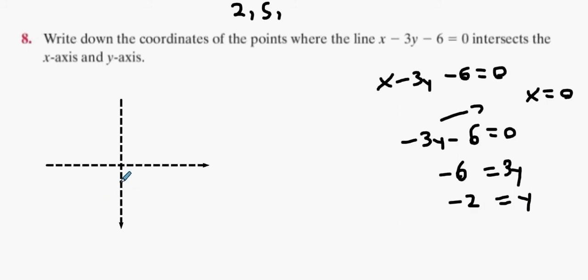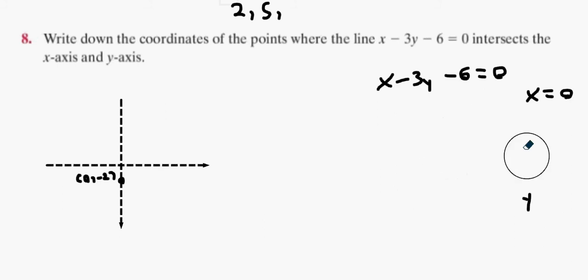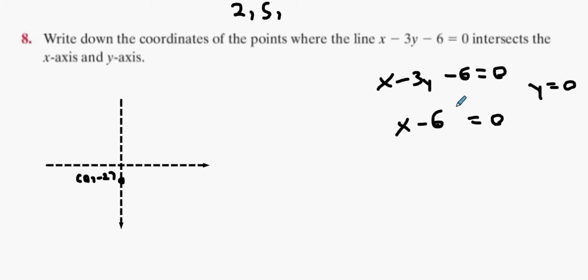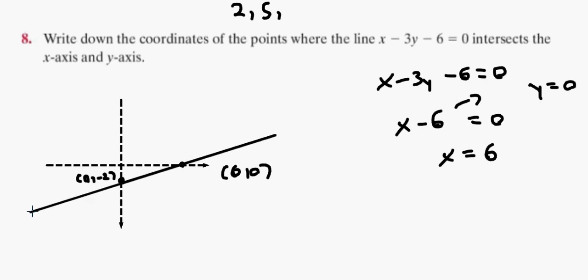This gives me the point (0, -2). Next, if you wanted to cross the x-axis, just put y equal to 0. With y equal to 0, we're going to get x minus 6 equals 0, and then quite simply x equals 6. So our line, if we were asked to draw the line, would look something like this. Okay. Happy days.